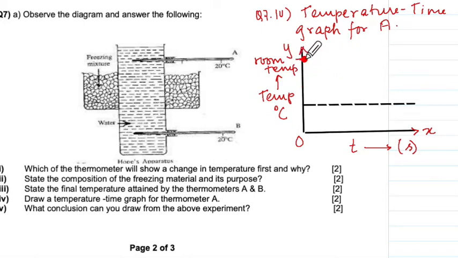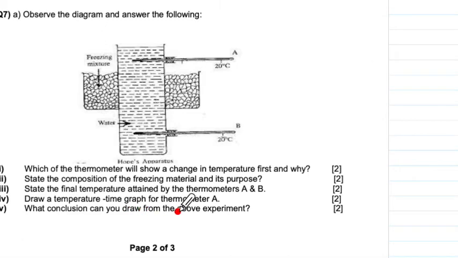Now initially the thermometer is going to show steady temperature, and then slowly it is going to drop the temperature, not just to 4 degrees C, but it is going to go down to 0 degrees C. So this is our temperature time graph for thermometer A.